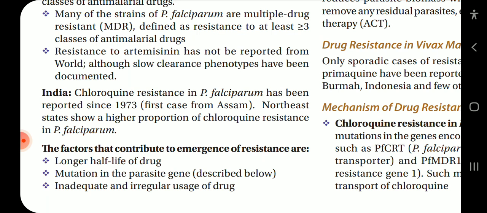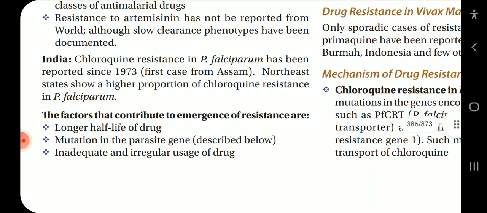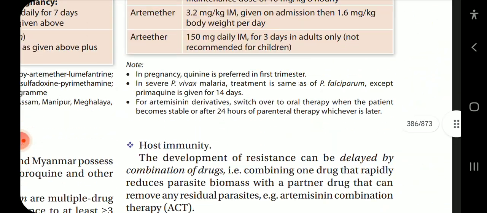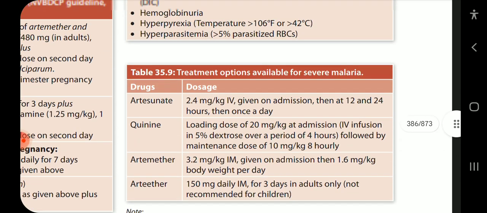In India, chloroquine-resistant Plasmodium falciparum has been reported since 1973, the first case from Assam. Northeast states show a higher proportion of chloroquine resistance in Plasmodium falciparum. The factors that contribute to emergence of resistance are the long half-life of the drug, mutation in the parasite gene, inadequate and irregular usage of the drug, and host immunity. The development of drug resistance can be delayed by combination of drugs, that is, combining one drug that rapidly reduces parasite biomass with a partner drug that can remove any residual parasite, for example artemisinin combination therapy, ACT.